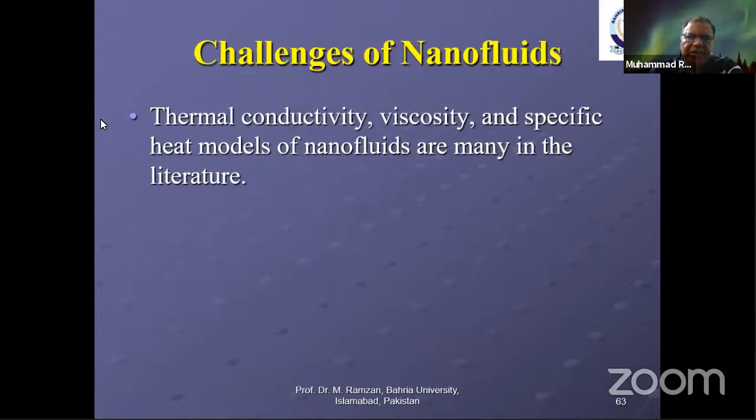Thermal conductivity, viscosity, and specific heat models of the nanofluids. There are so many models for the thermal conductivity, the viscosity, and the specific heat available in the literature. One is confused about which model is better and which model is supposed to be adopted for the production of nanofluids.